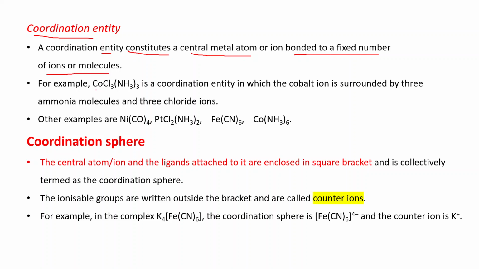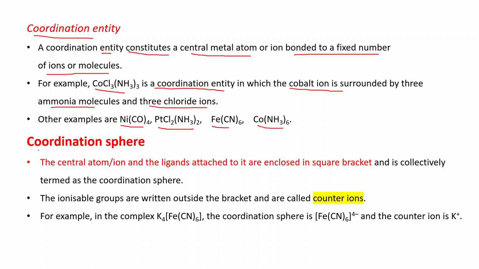For example, like this, CoCl3(NH3)3 is a coordination entity in which the cobalt ion is surrounded by 3 ammonia molecules and 3 chloride ions. Some other examples of coordination entities are Ni(CO)4, PtCl2(NH3)2, Fe(CN)6, Co(NH3)6.